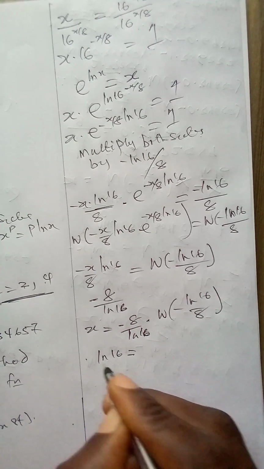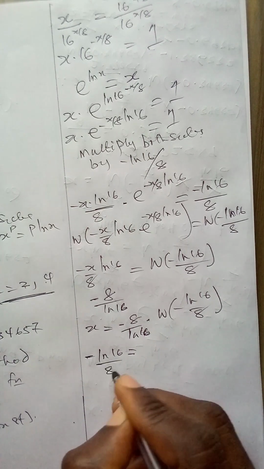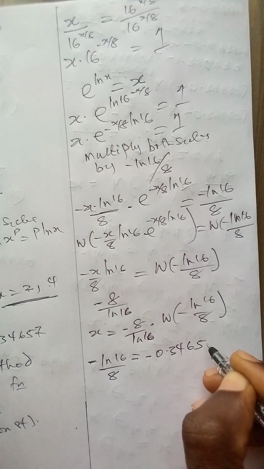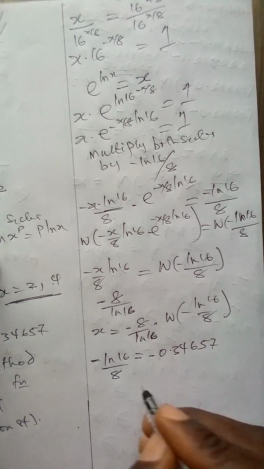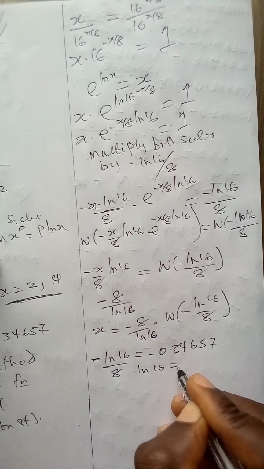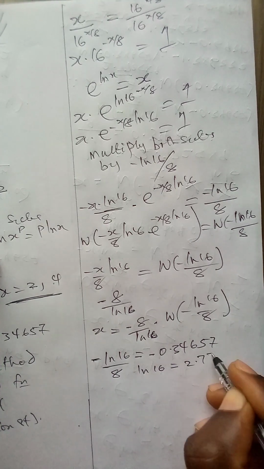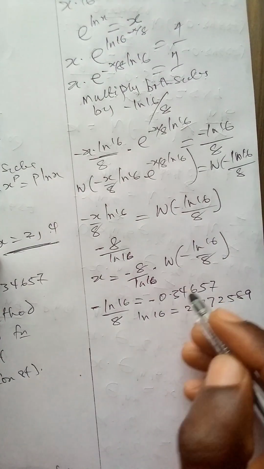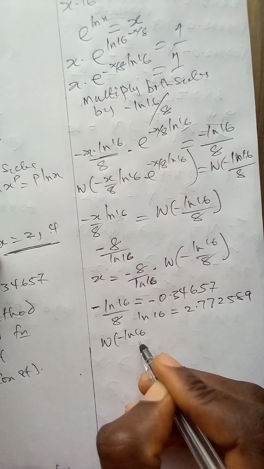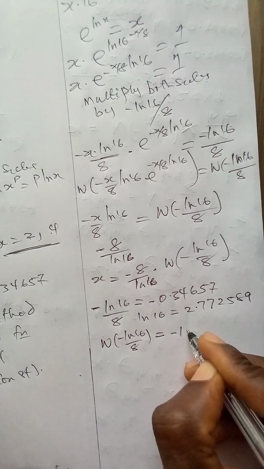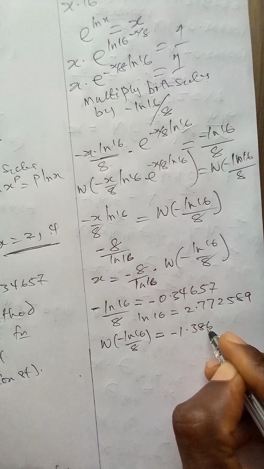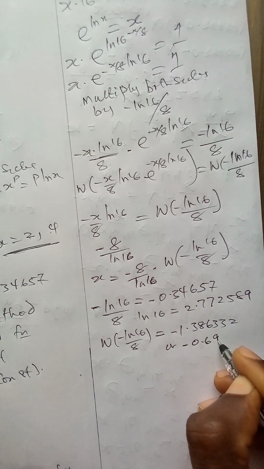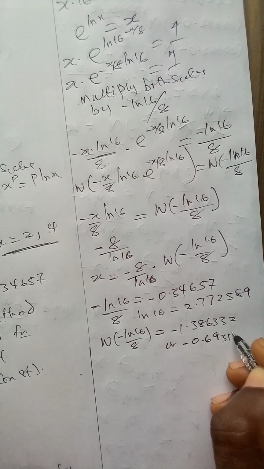Minus ln 16 over 8 is minus 0.34657, whereas my ln 16 is 2.772589. However, my W of minus ln 16 over 8 is minus 1.386332, or minus 0.693124.